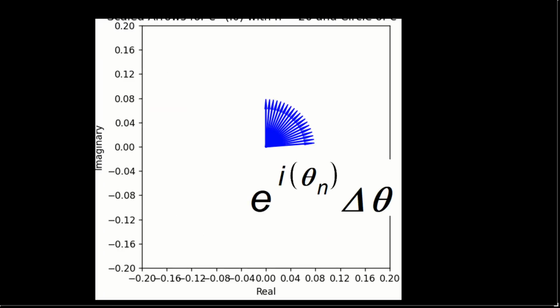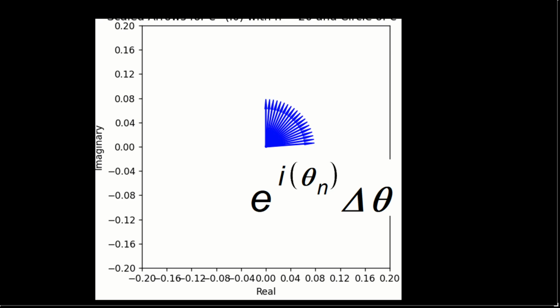The second part is the following. We take these arrows, which represent the different complex numbers, and we multiply them by d theta. That gives you a picture like this one. Keep in mind this picture is still exaggerated so that the arrows are visible. Otherwise, they're so small and clumped together that they're very hard to see. So I've zoomed in a little bit more.